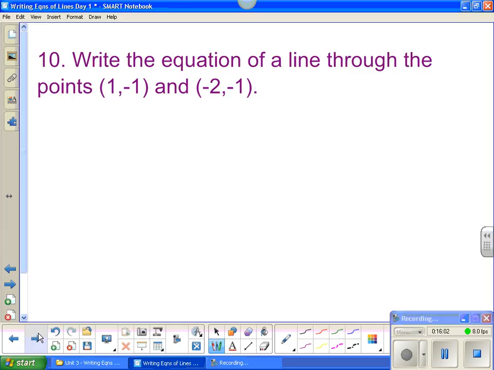Okay, last one. Write the equation of a line through the points (1, -1) and (-2, -1). So write the equation. I need y equals mx plus b. I didn't give you either one, so I got to find my slope first.